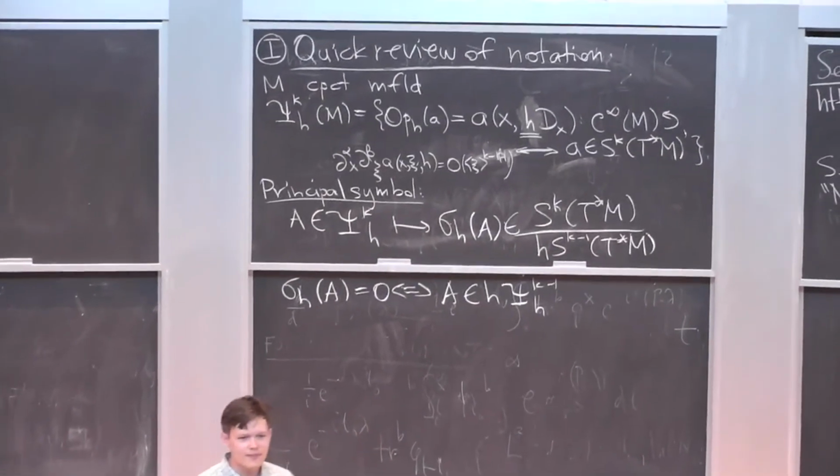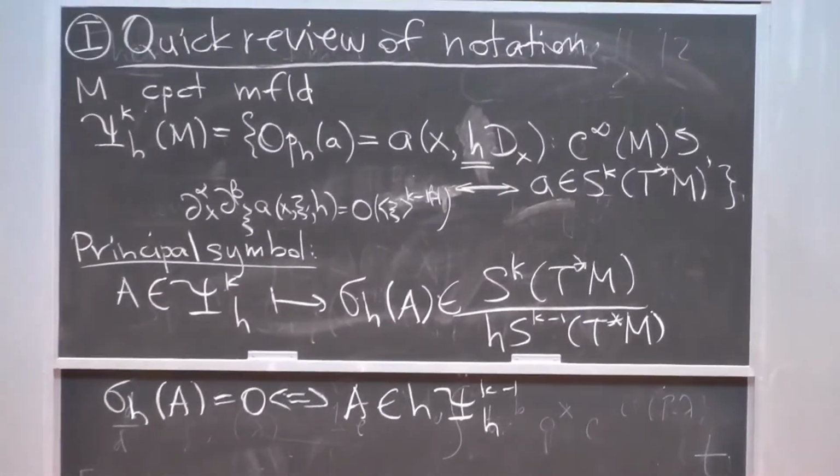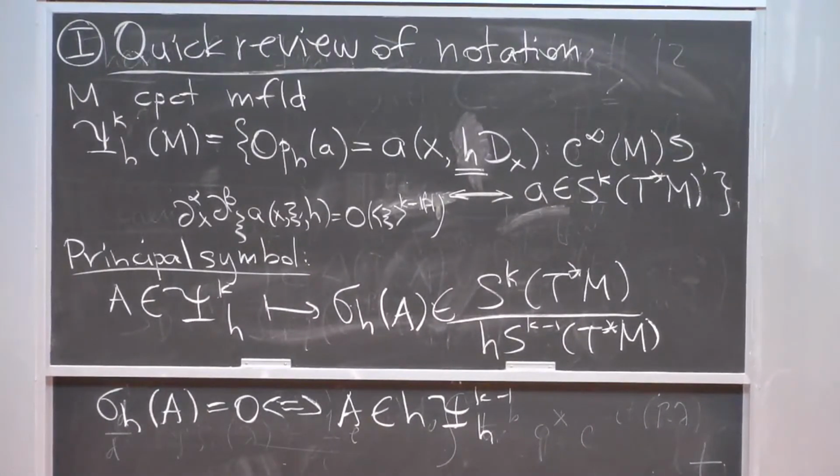I'll restrict myself to a compact manifold for the time being. And then I'll call Psi^{k}_h the algebra of semi-classical pseudo-differential operators of order k on this manifold. They work like usual pseudo-differential operators, except they depend on the semi-classical parameter h. And if you want to think of them as quantizations of symbols, you should put h next to differentiation. The symbols that we'll use are the standard Kohn-Nirenberg symbols, and we'll assume that the estimates are uniform in h. So these are really families of operators. Everything is a family depending on h, but I'll largely sweep it under the rug.